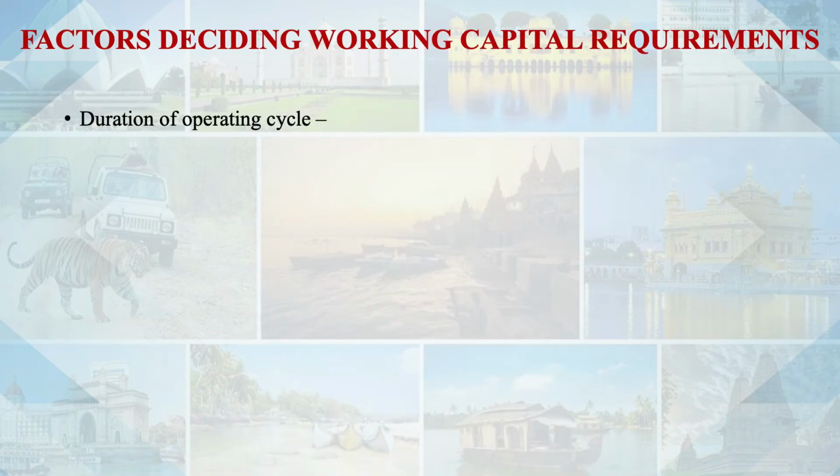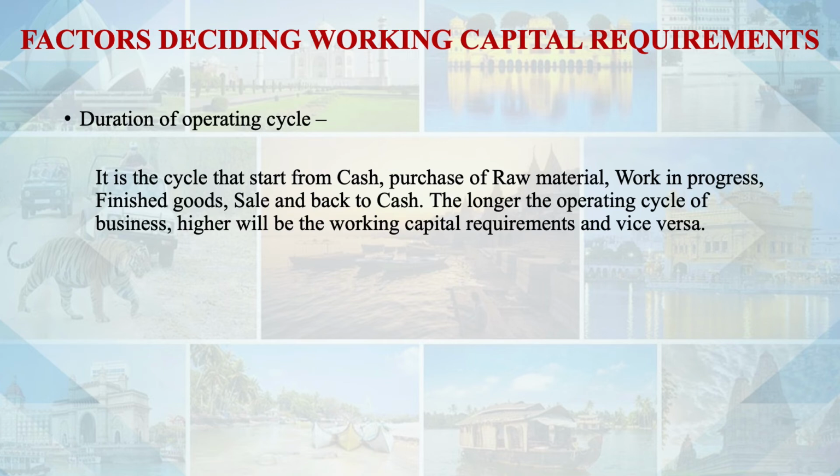Then there is a concept, that is the operating cycle. This comes up when we talk about the nature of the business. The operating cycle is basically from cash, meaning the business owners have the cash, they purchase the raw material, then the raw material goes to work in progress, then there are finished goods, then there is a sale of goods, and there is cash. So this is the operating cycle. The longer this operating cycle, the higher the working capital requirements. The shorter the operating cycle, the lesser the requirement of working capital.